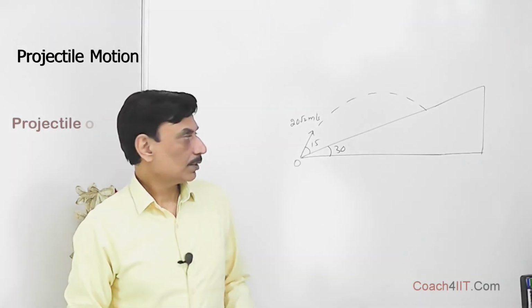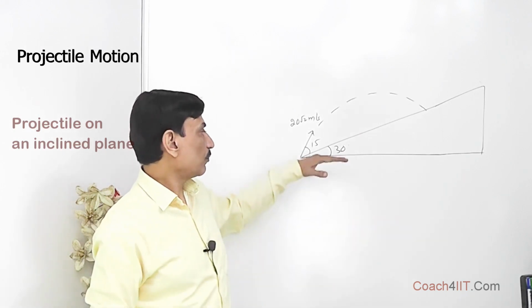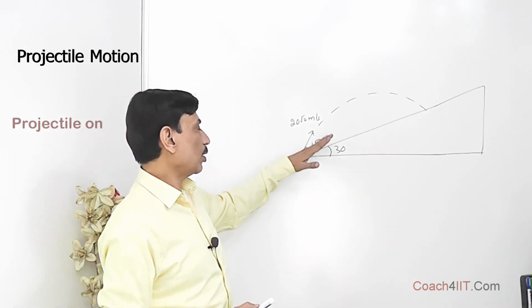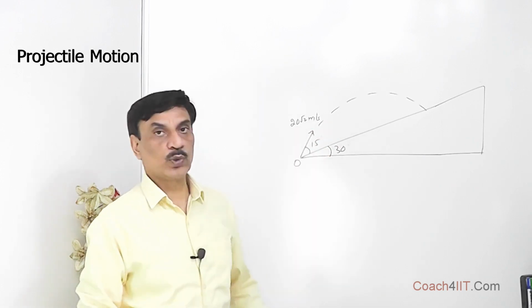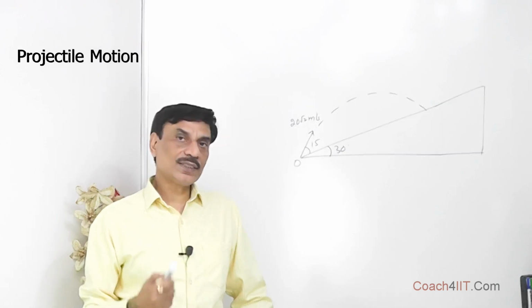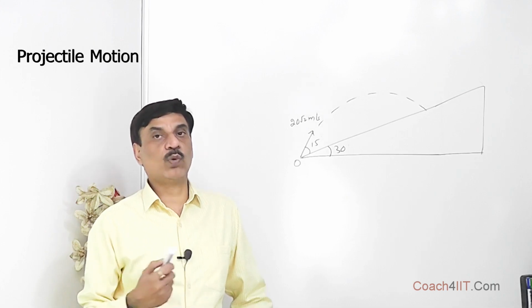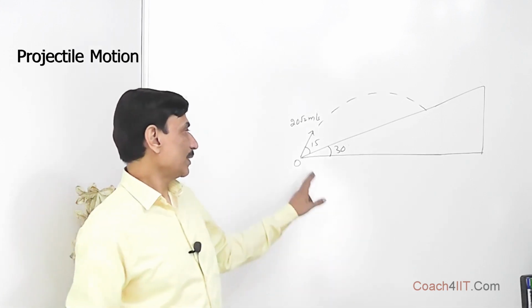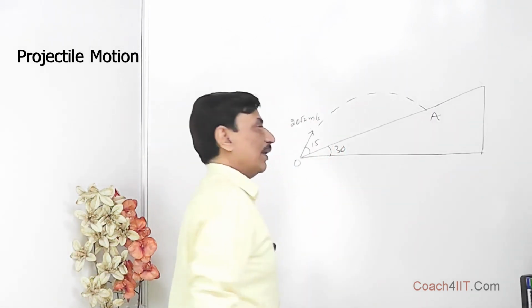Let us say this is an inclined plane which is at an angle of 30 degree with the horizontal, and we have projected a body at an angle of 15 degree with this inclined plane with the velocity of 20√2 meter per second. Let's see how easily we can do it even without rotating the x and y axis as we had just done. We are asked what is this distance, that is O to A, this distance we have to find out.